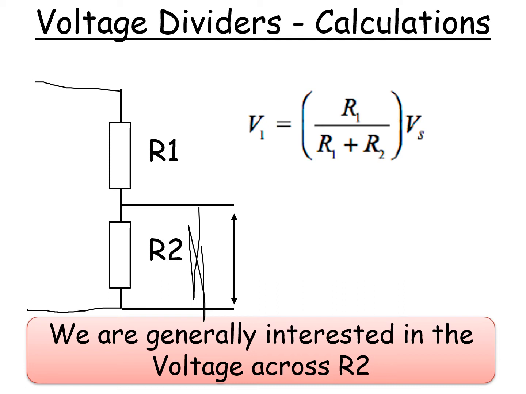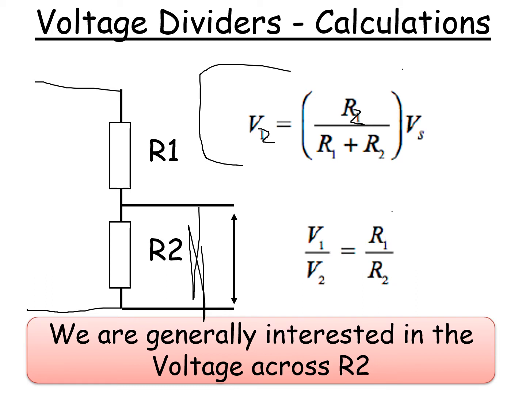V1 is equal to R1 over R1 plus R2 times Vs. So this is a really quick way to work out how the voltages split up. If you wanted the V2 version, be careful because the equation sheet only gives you this one. But for the V2 version, you would just write V2 there and R2 at the top, and that's it. Okay, nothing tricky about that. It's just playing around with notation.